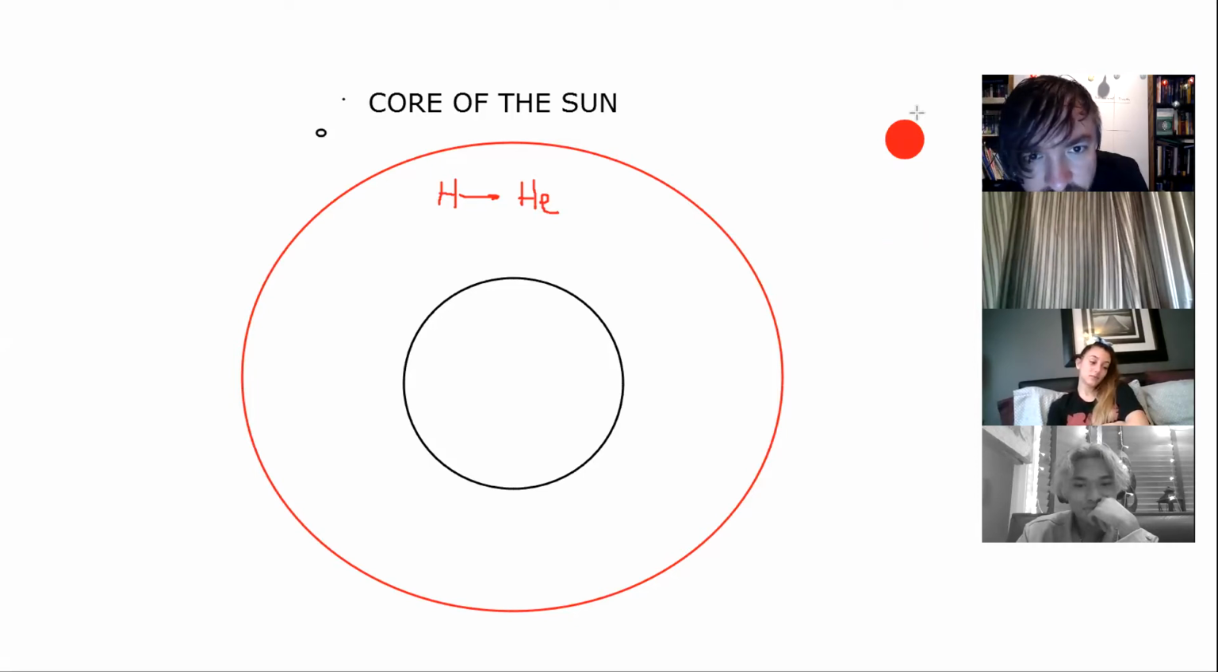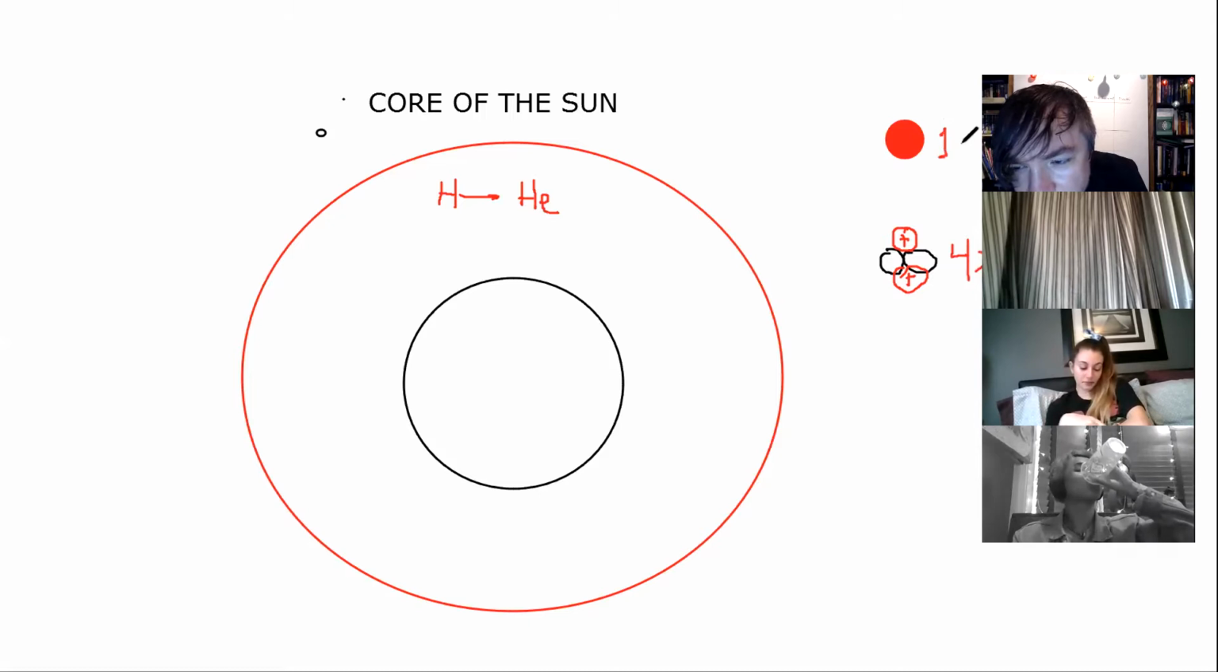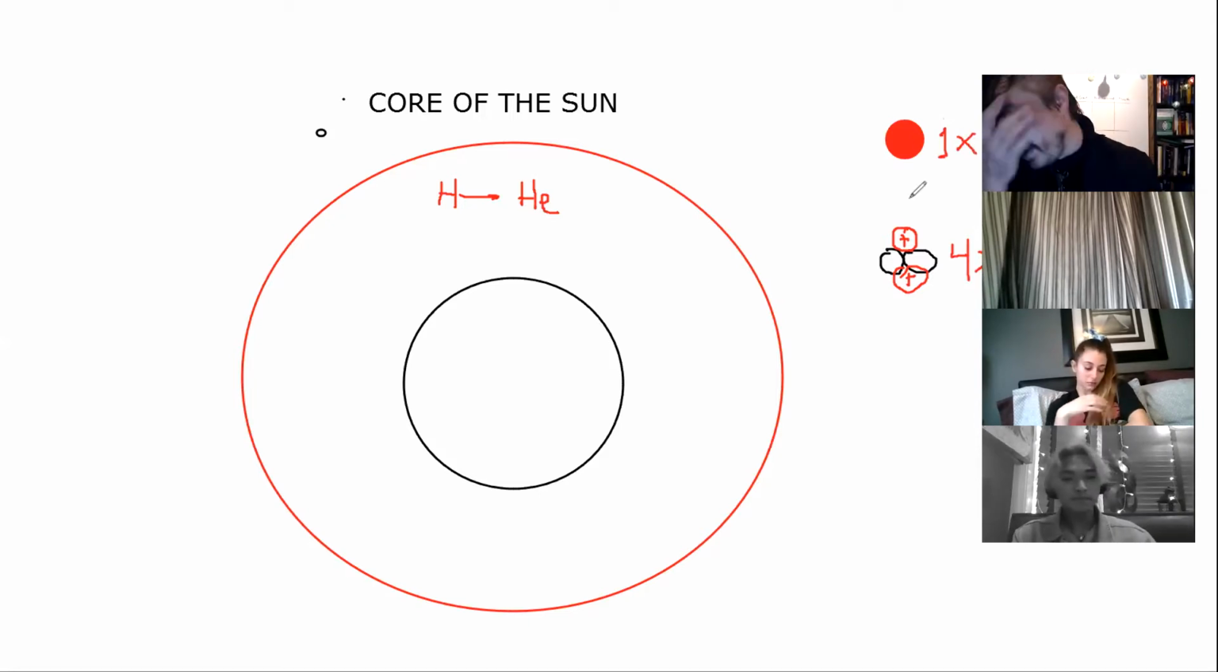All right, let's just go to my drawing tool. So I have 2 neutrons and I have 2 protons, right? If a proton and a neutron are roughly the same mass, that means the mass of a helium atom is 4 times greater than the mass of a hydrogen atom. You have 4 nucleons instead of 1 nucleon.